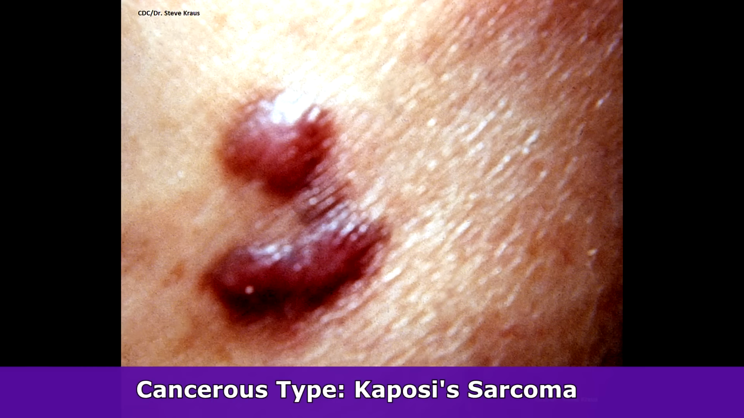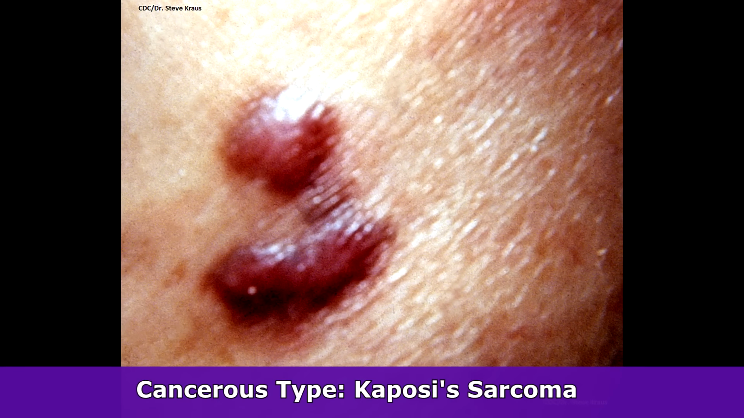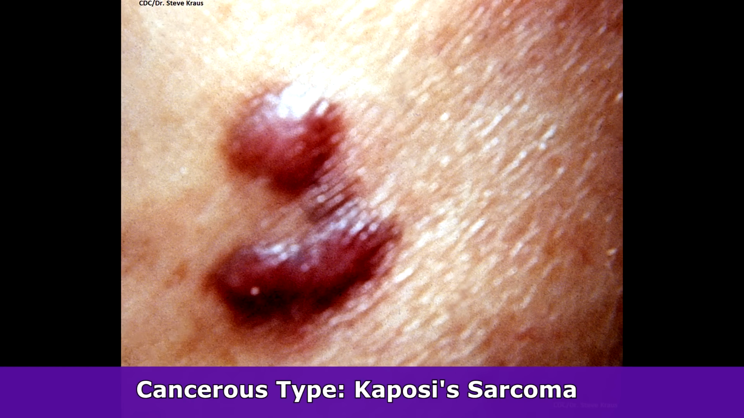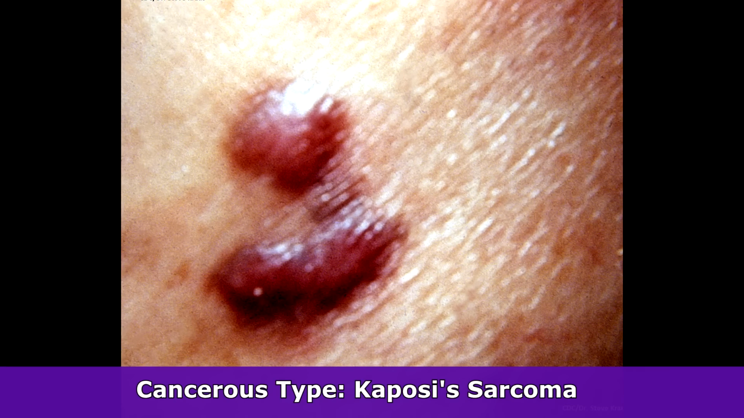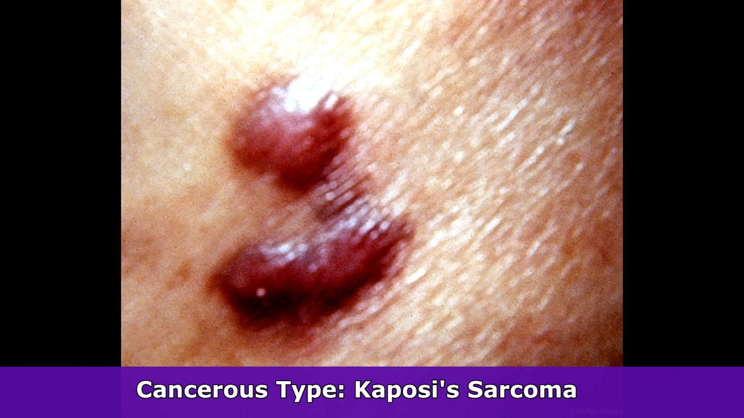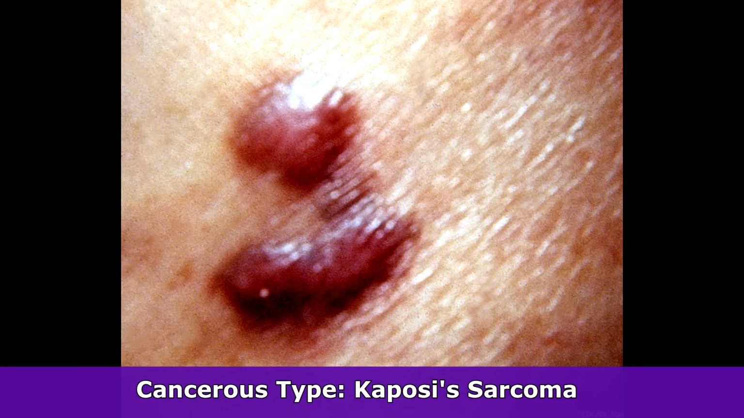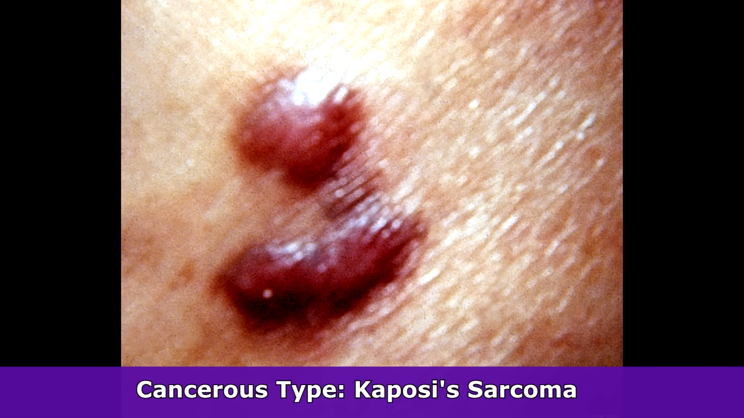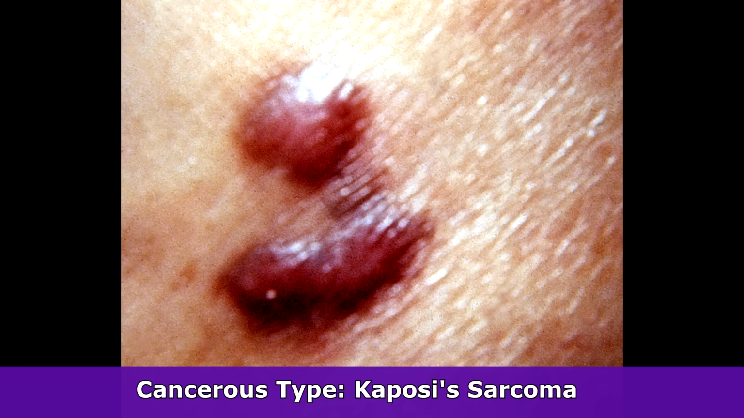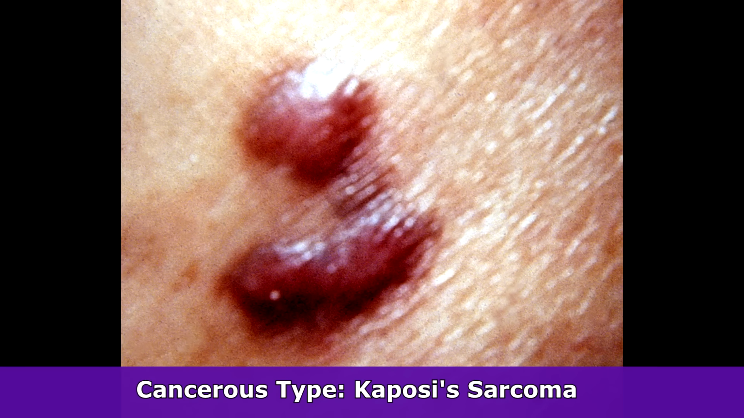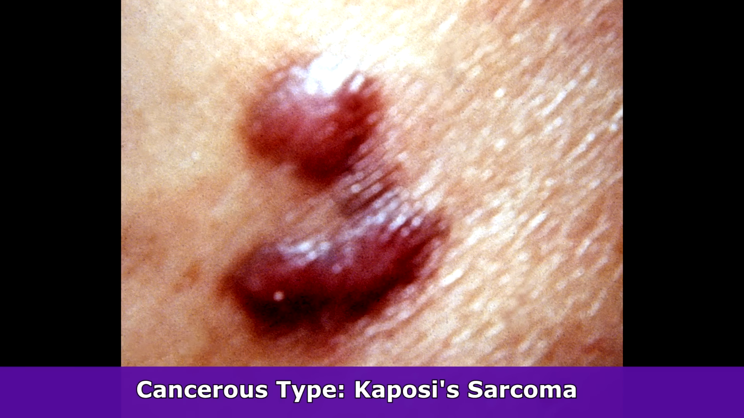So the first type is a cancerous type, and here we're talking about Kaposi sarcoma. So this is mainly seen in people who have a decreased immune system and causes the small blood vessels to grow abnormally. So this is a form of cancer that can grow in various places like the lymph nodes, organs, mucous membranes, and it tends to present as dark purplish brown lesions.